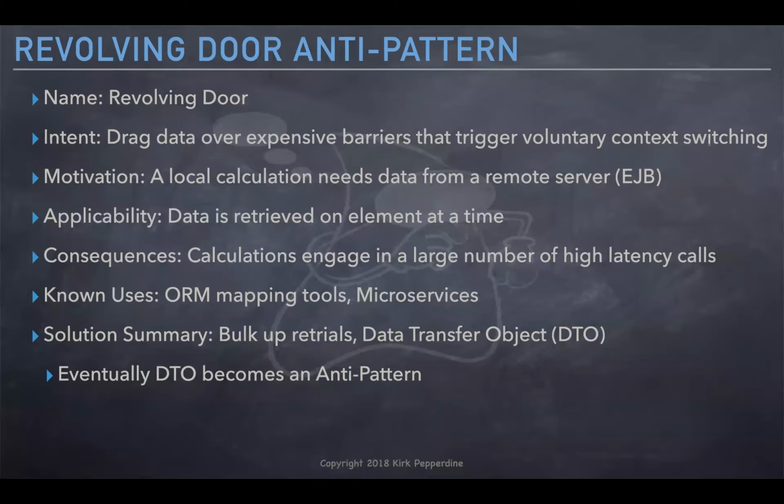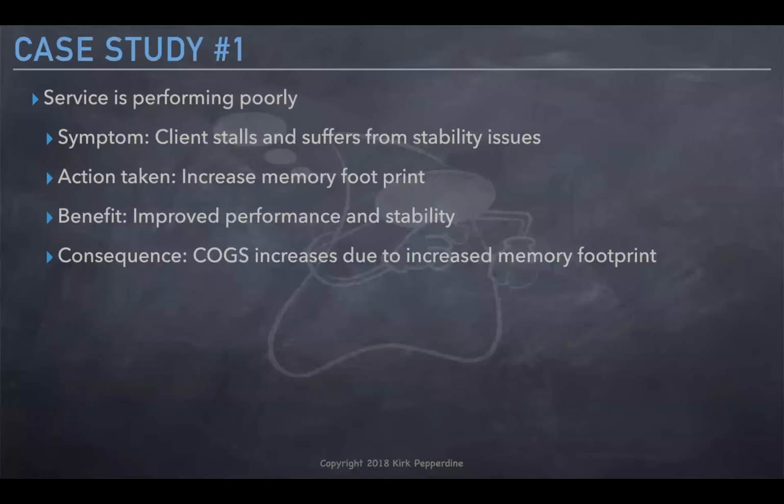Right, so here's a solution. We want to bulk up our retrievals. And the way we're going to do that is one of the patterns we'd use, like a DTO. So in EJB land, we couldn't serialize the EJB to bring the entire thing over. So we just have a client API that we'd make a call to, and we basically say, give us everything. So it all comes back to us as a data transfer object. All right, and as I mentioned before, DTO eventually becomes an anti-pattern.